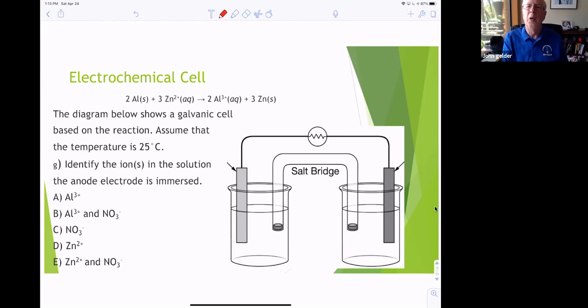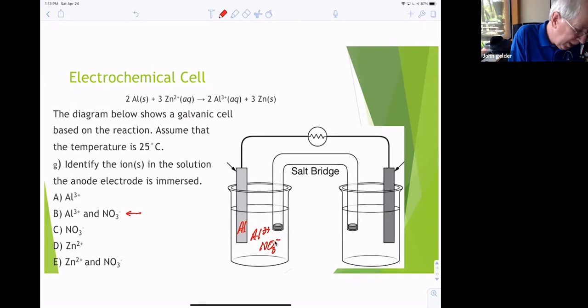So if anyone else wants to get in on this poll, I'm going to go ahead and end it and share the results. And the correct choice is B. We do need both aluminum ions and nitrate ions in the solution that the anode material is immersed in.